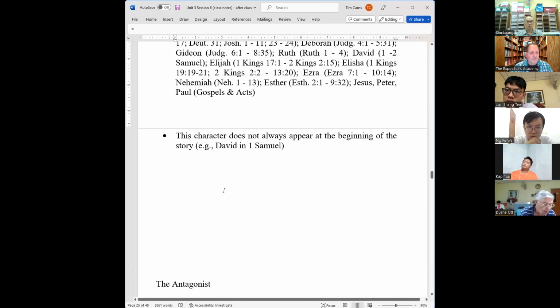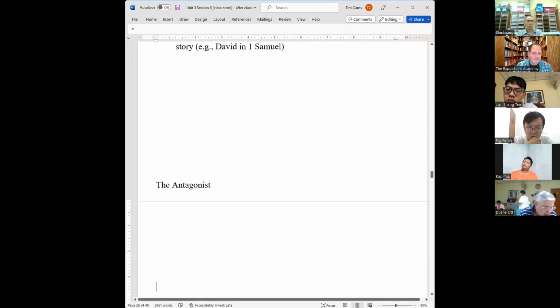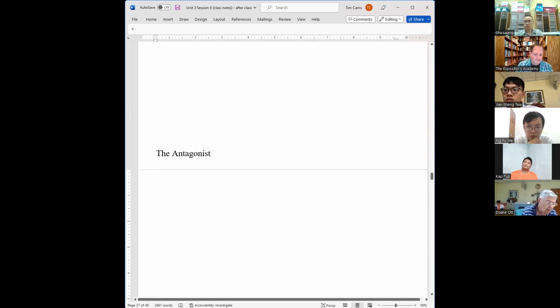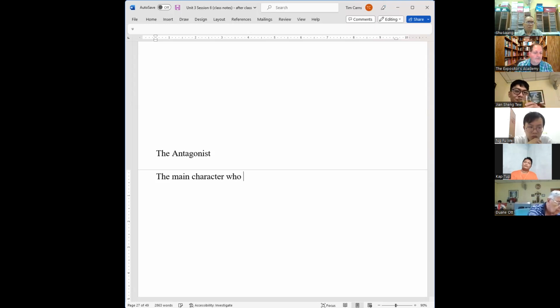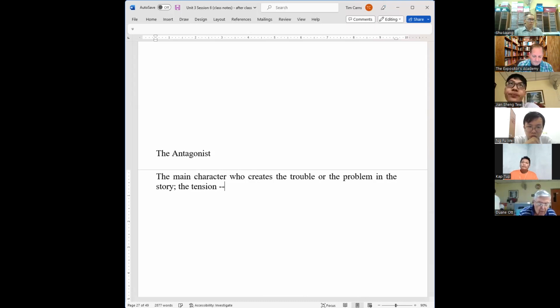So if that's the protagonist, what do you think the antagonist might be? Anybody? Yes, Saul. The main character who creates the trouble. Okay, good. The main character who creates the trouble or the problem in the story, right? The tension, actually. The tension, is that what you said? Yeah. And really causes it for whom? Right? He generally opposes the protagonist, right? Pro means for and ant means against. So the main character, the protagonist, is usually opposed by the antagonist.